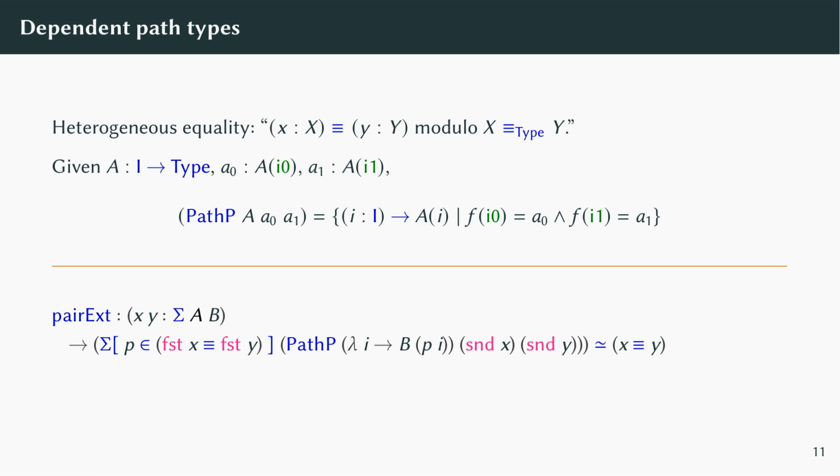There's also a heterogeneous version of the path type that expresses that two terms of different types are equal, modulo the fact that their types are equal. These dependent paths are just dependent functions out of the interval, again with specified endpoints. Using dependent paths, we can say that two elements of Sigma A B are equal when their first projections are equal in A, and their second projections are heterogeneously equal in B, over the fact that their first projections are equal in A. This is more direct than in ordinary type theory, where we would usually say that second of x is equal to second of y after you cast second of x from the type B of first of x to the type B of first of y.